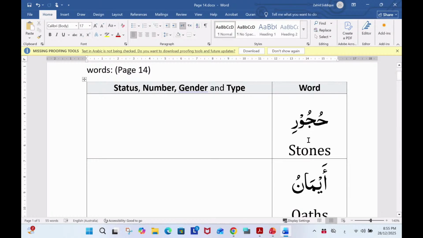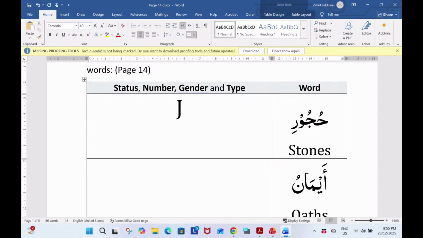Now if you look at this one with respect to status, what status would you give to this word? Yeah, so I would write J. Now with respect to the number, singular, why?